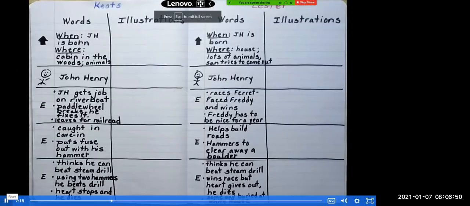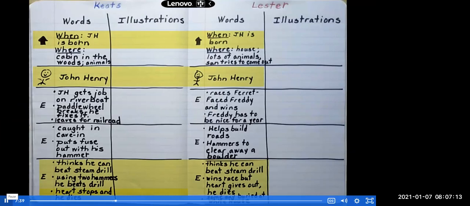When you compared your two charts, you were looking for things that were the same. You probably noticed that in both versions, the story started when John Henry was born. You also probably observed that John Henry is the main character in both versions. And finally, you probably also noticed that John Henry thought he could beat the steam drill in both versions, and that he raced and won, but his heart stopped and then he died. And he did that in both versions of the text.